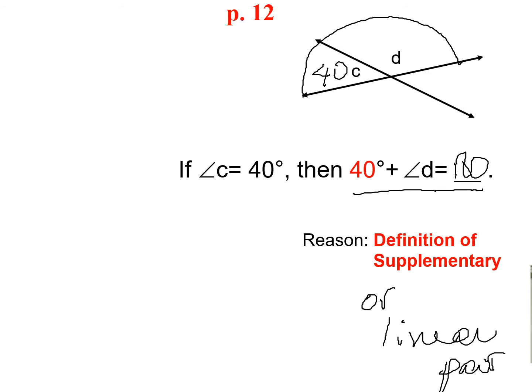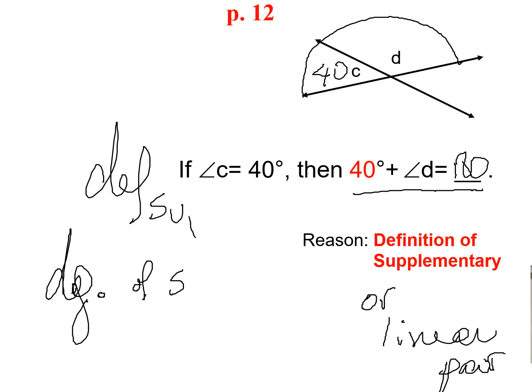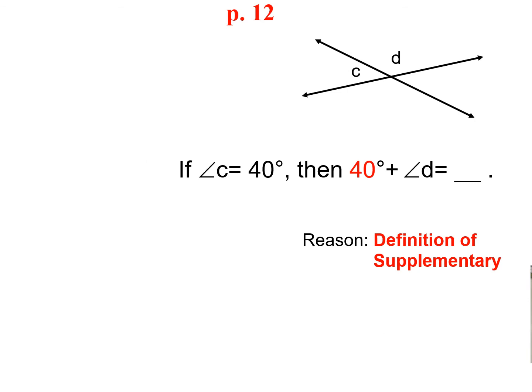Now, if the word supplementary is mentioned, you're going to use supplementary. If they use linear pair, you're going to use that. But you can write the abbreviation for that. DEF, D-E-F, my E's kind of goofy, supplementary. Or you can just write DEF sub, like that. So that's fine for your abbreviation. But just know that that's what you're putting in is that reason behind it, or DEF of linear pair.